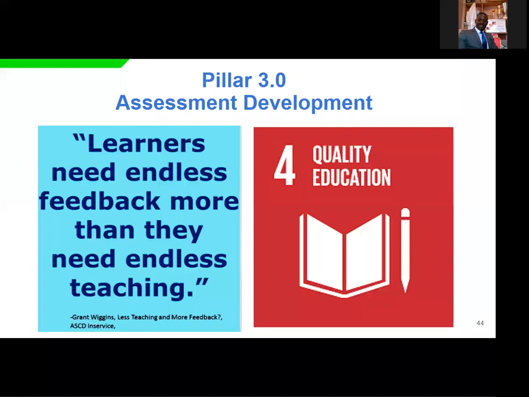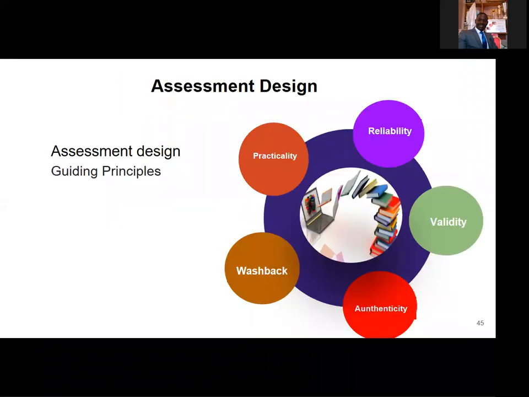And therefore, what is this assessment criteria? How can we come up with a good assessment method as a teacher? So going forward, you're going to look into the guiding principles. As an educator designing an assessment criteria, you need to ensure that the assessment is practical.